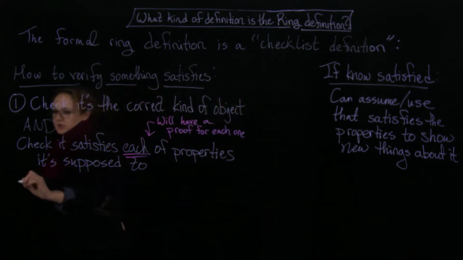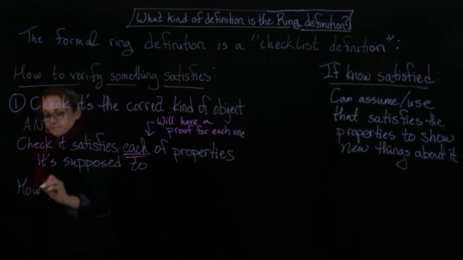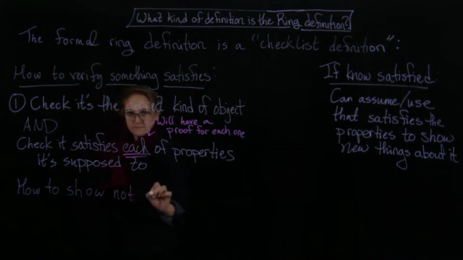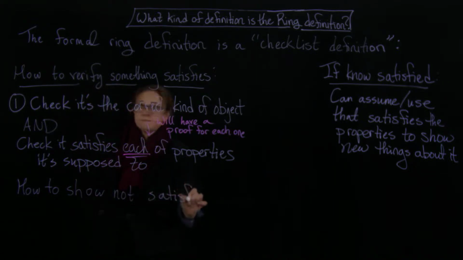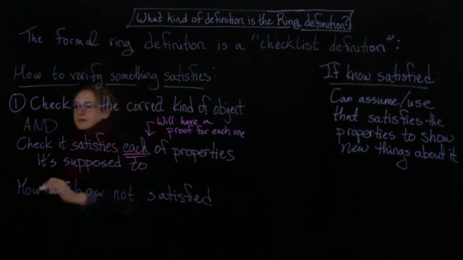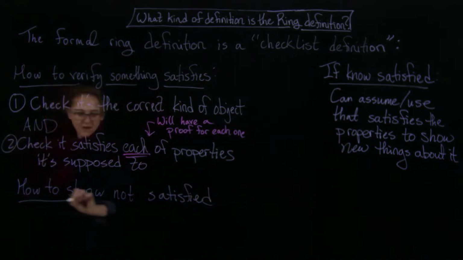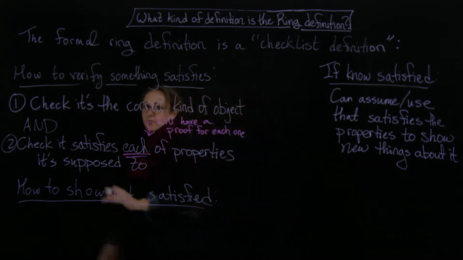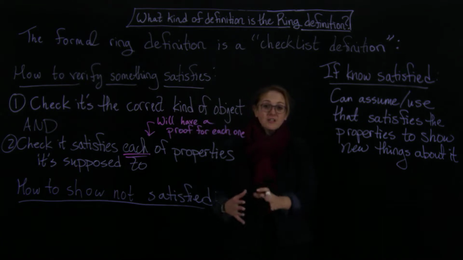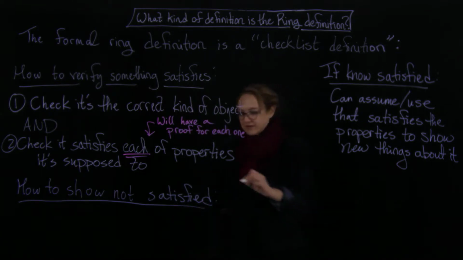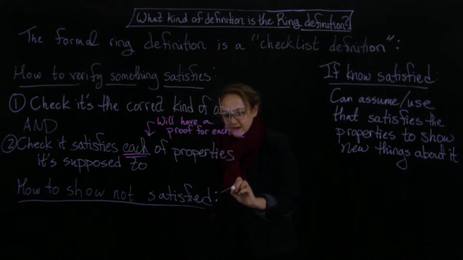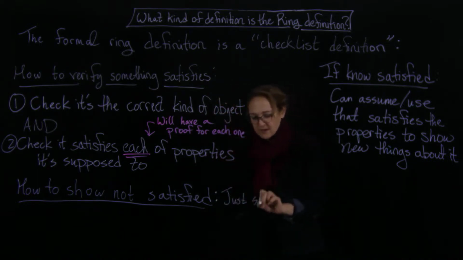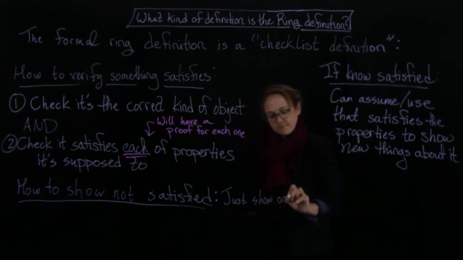I want to add something in here: how to show it's not satisfied. How do I show that it's not satisfied? If I want to show that it's not satisfied, all I need to show is that there's one property that fails. The rest could hold, but just show one property fails.